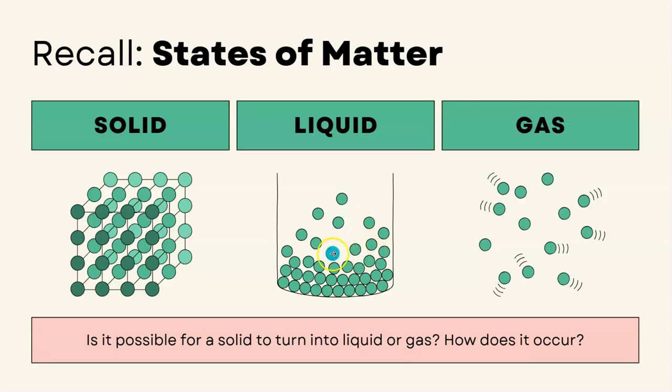In a liquid, they are close together but a bit further apart than solid, and they are irregularly placed so they can move against each other. And in gases, they are very far apart and sometimes they bounce off of each other.